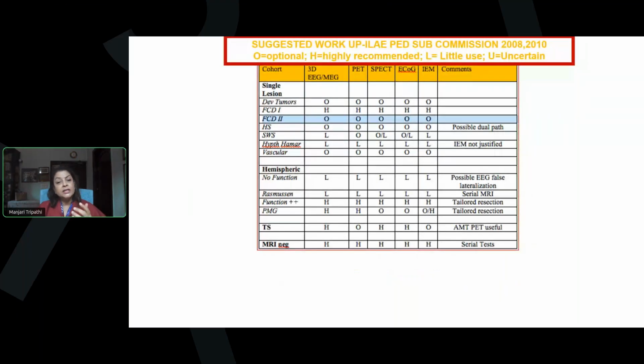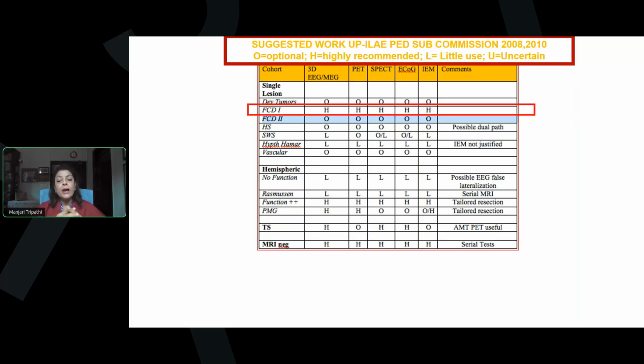Now, where do we need to do these investigations? We don't need to do these multiple high-profile investigations in patients who have a clear-cut mesial temporal sclerosis, which is concordant with the video EEG. So there's a right mesial temporal sclerosis, and all the ictal onsets are on the right mesial temporal, T2 or T4, and or F8, and you really don't need to go ahead with these complex investigations.